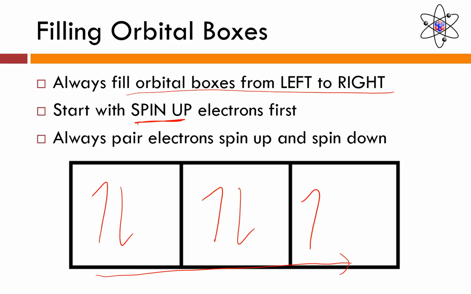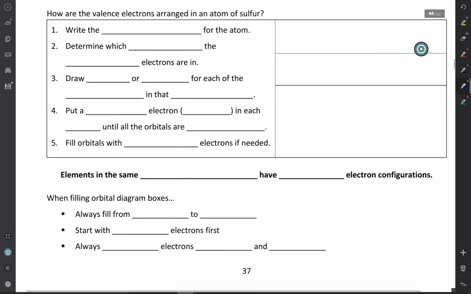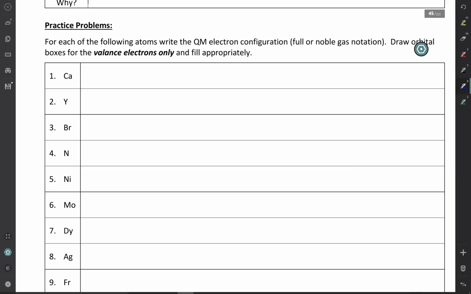So just something to think about when you are working on practice problems. Speaking of, let's check out some practice problems. All right, let's go through our notes. Let's do one together, and then we'll give you a chance to do a couple on your own.